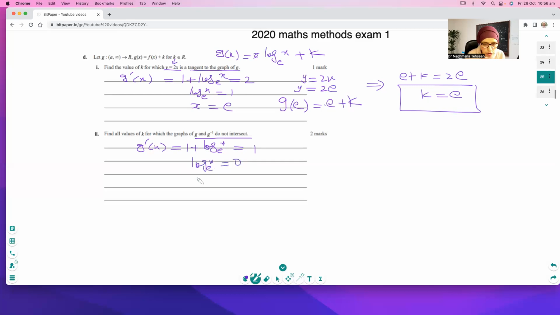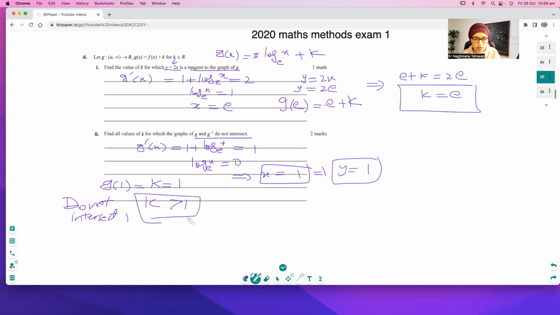then that will give me log e x is equal to 0. So this will give me x is equal to 1. Okay, so when x is equal to 1, that means y is equal to 1 as well. When x is 1, y is 1. So g of 1 is equal to k, that means it's equal to 1. So that's when they intersect, right? But they do not intersect when k is greater than 1. So do not intersect means that k has to be greater than 1.